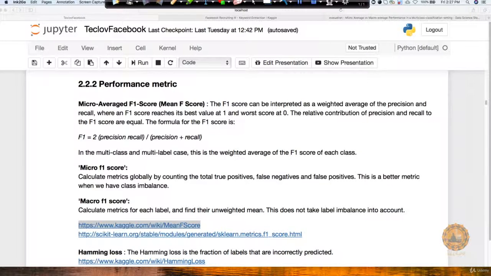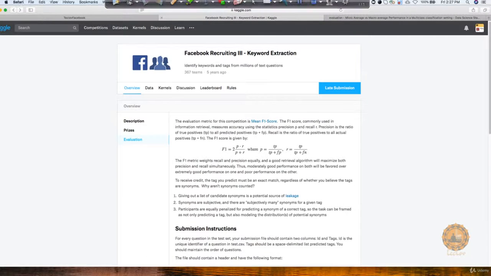So now let's talk about what is going to be my performance metric in this case. As you can read on this page from Facebook, they want to look at this mean F1 score. Now we know what F1 score is, right?